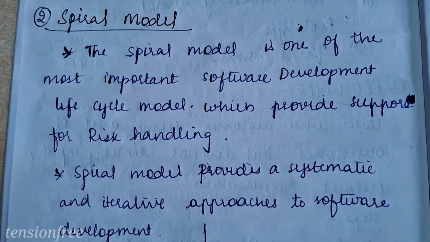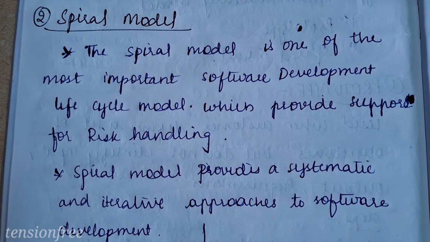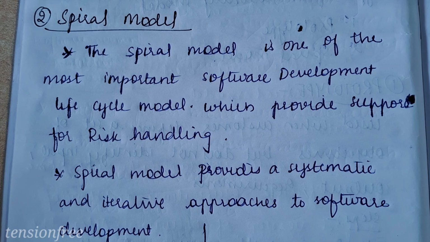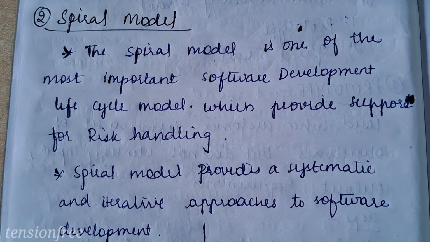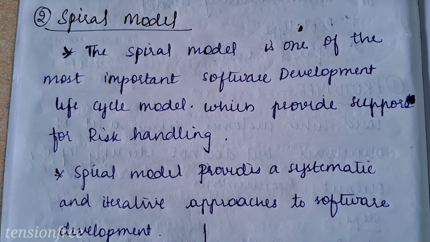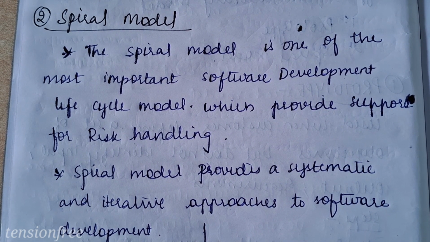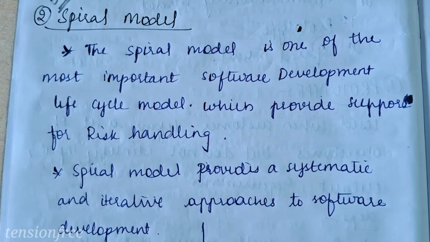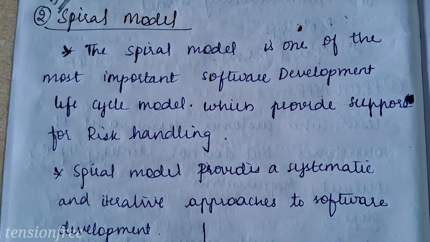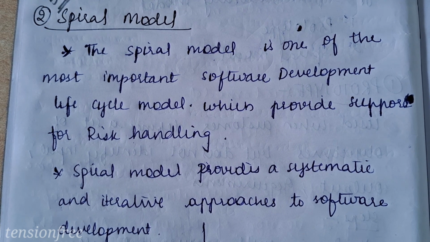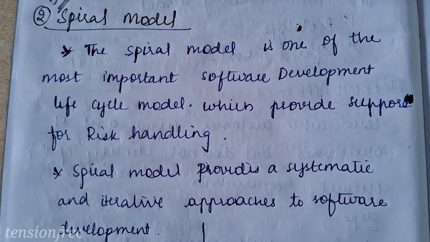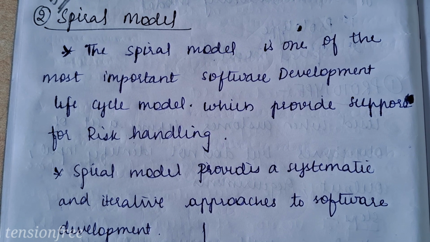That evolutionary model is again of 2 types, that is prototype, which has been discussed in the previous video. Now coming to a very important model, that is the spiral model. The spiral model is asked very frequently in exams for 5 marks. The question can be like, discuss the spiral model, write about the merits and demerits of the spiral model. That means you need to write about the advantages and disadvantages of the spiral model.